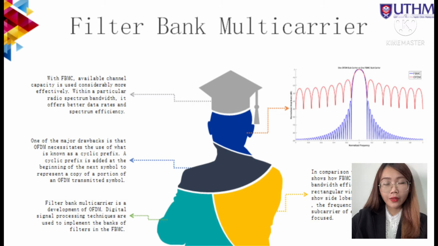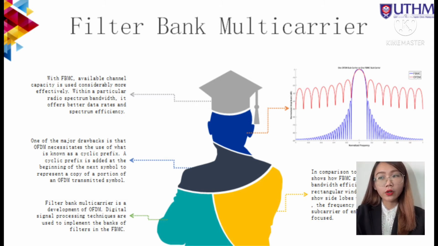FBMC, or filter bank multi-carrier. Multi-carrier modulation and OFDM are both modified in filter bank multi-carrier, or FBMC. The shortcomings of OFDM are addressed by FBMC. With FBMC, available channel capacity is used considerably more effectively. Within a particular radio spectrum bandwidth, it offers better data rates and spectrum efficiency. In comparison to OFDM, the figure shows how FBMC gives enhanced bandwidth efficiency.